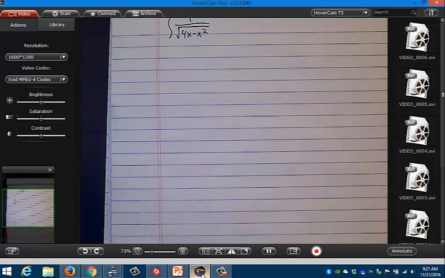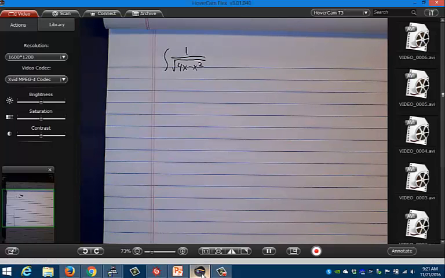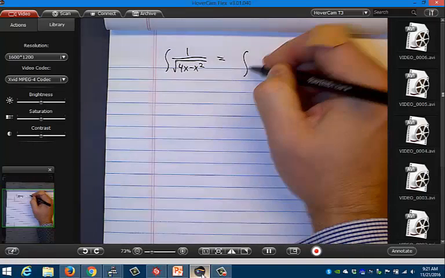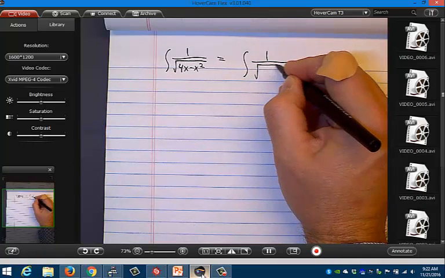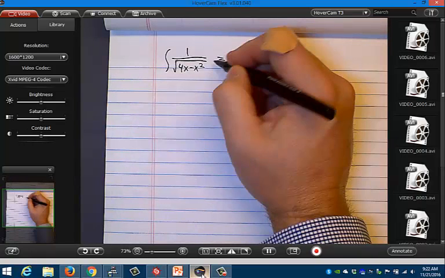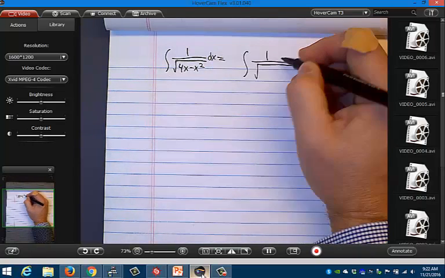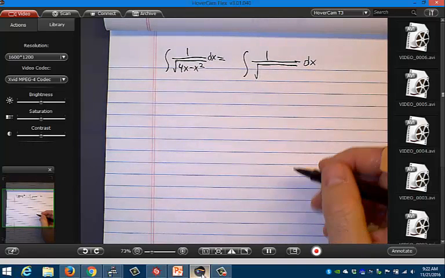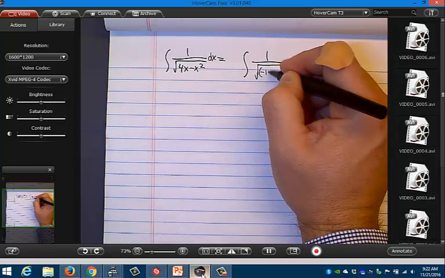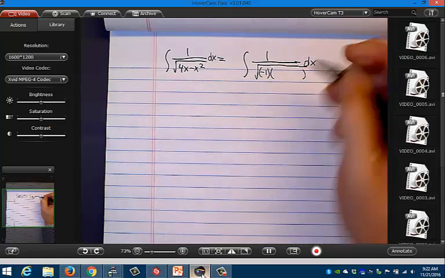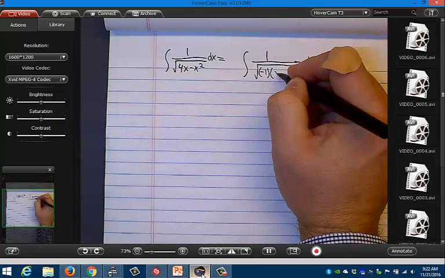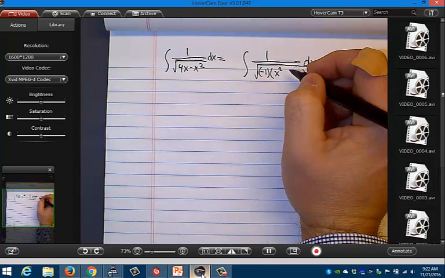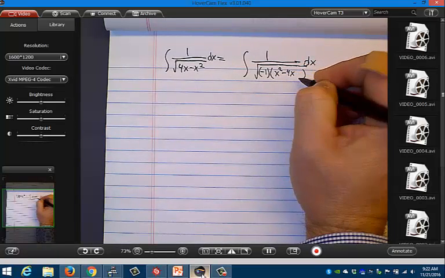So here I go. What you do is you write this is equal to 1 over the square root. Now I'm going to write this as the square root of, oh, and there's a dx here. I don't know where it went. Put it out here. So I'm going to write this as -1 times stuff. This is all happening under that square root. So what would be the stuff if I factor out a -1? Well, it would be x squared, and then it would be minus 4x. And you'll notice I left some space.